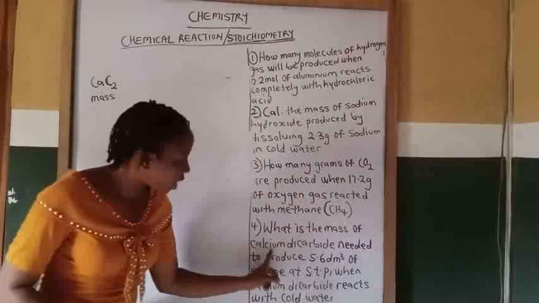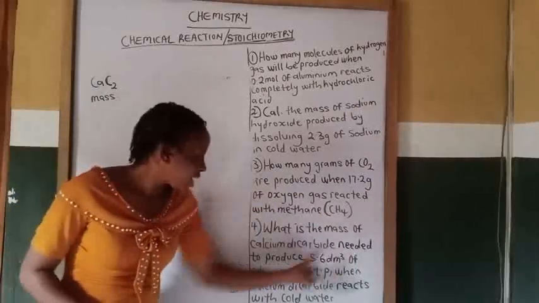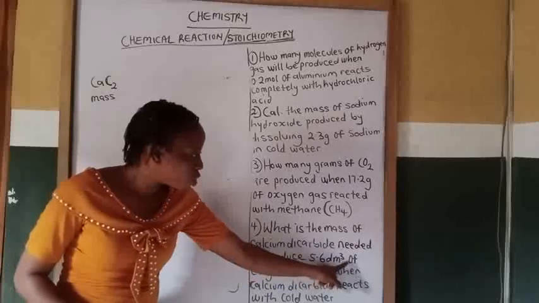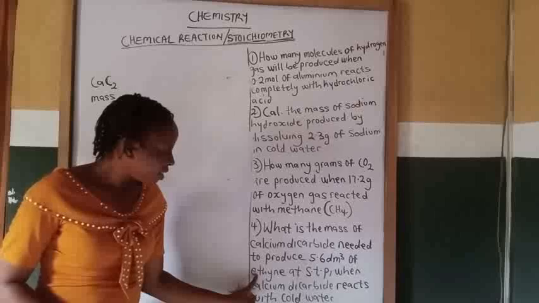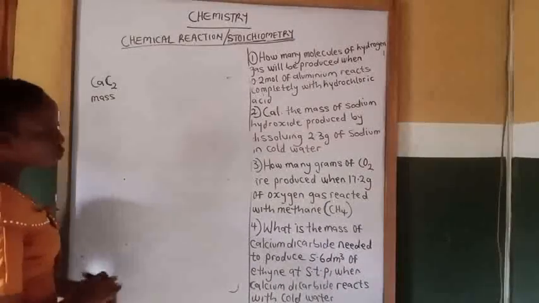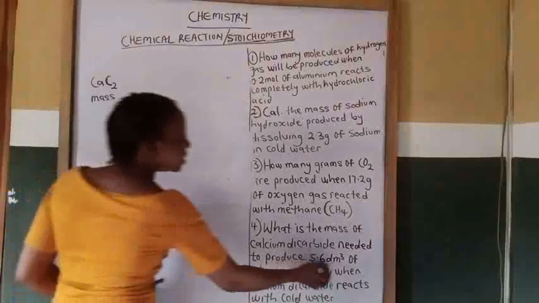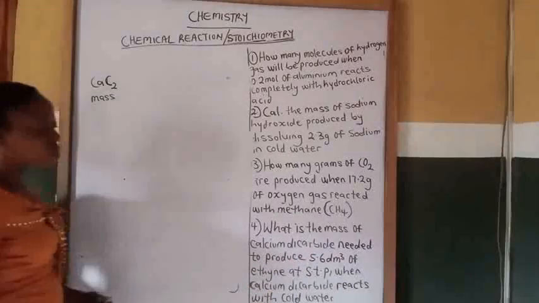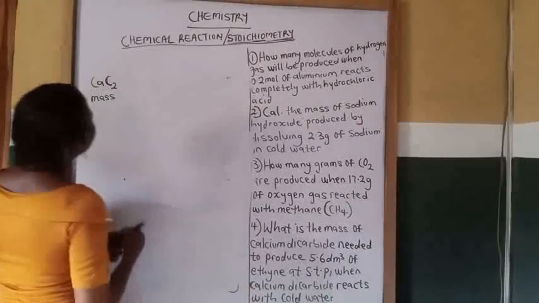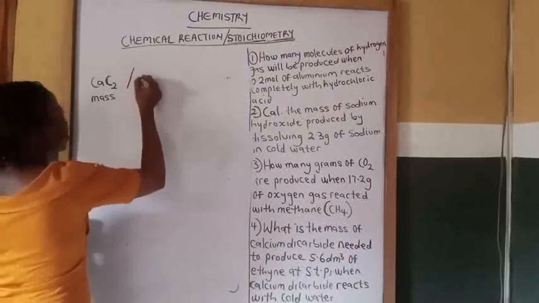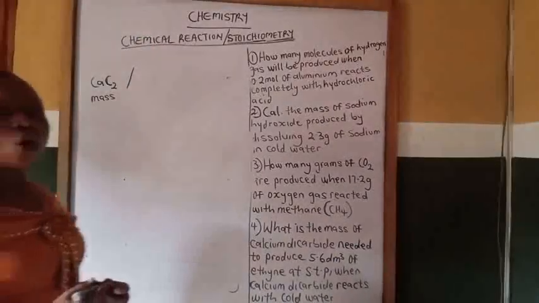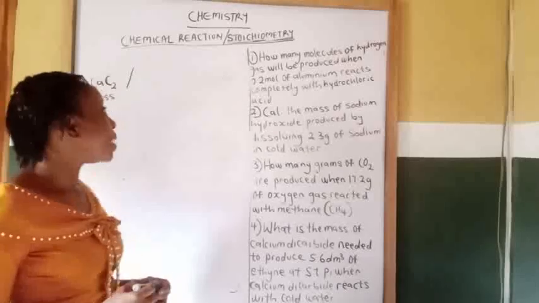What is the mass of calcium dicarbide needed to produce 5.6 dm cube of ethyne? 5.6 dm cube of ethyne. Anything in dm cube is the volume. So the volume of what? Of ethyne. So we need ethyne. Then what is the chemical formula for ethyne? That's the second member of what? Of alkyne.